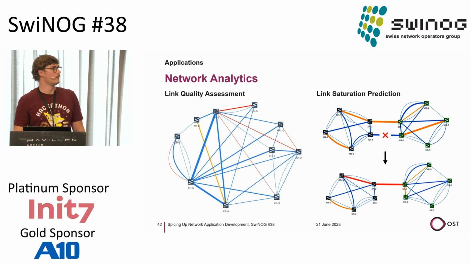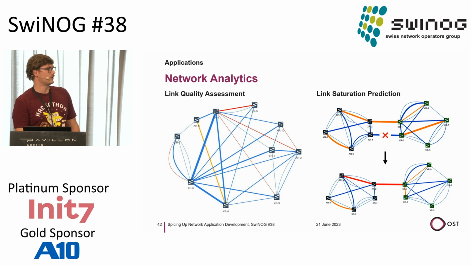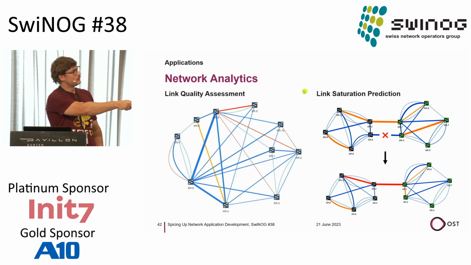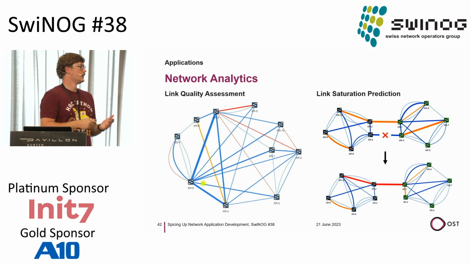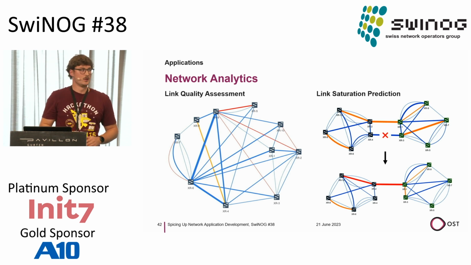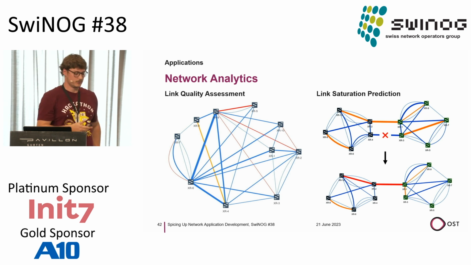Of course, we also wrote a more sophisticated application, for example one in the field of network analytics. I also mentioned it like 1.5 years ago at the last SwiNOG. In this case, you can take all the network topology data and calculate the link quality assessment. So how good is the link? How important is it based on the shortest path calculation and so forth. And then you can also remove links, and it will automatically calculate the link quality assessment with the new topology.